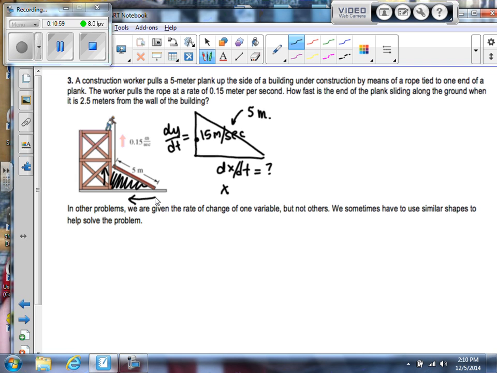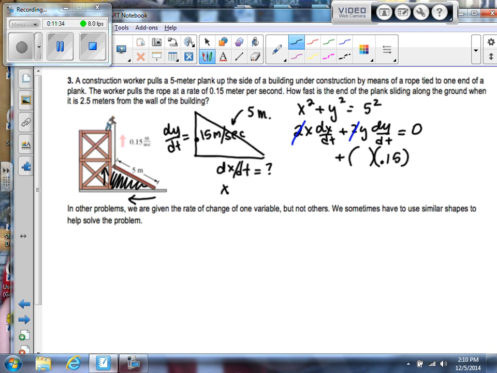So we have x squared plus y squared equals 5 squared. So when we take the derivative, we get 2x dx over dt plus 2y dy over dt equals 0. Normally that's where we would have a dz over dt, but it was 0. That's why it's all good to plug in the constant. And then we can divide out by 2 so they go away. All right, now we're ready to plug in. So we're going to plug in 0.15. But we don't have any of these other values. So what do we do?